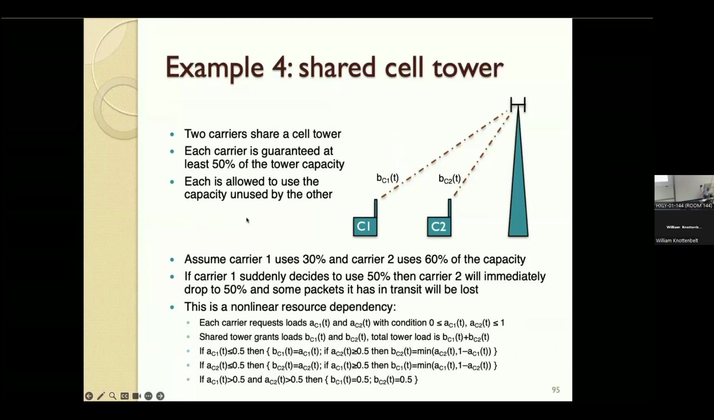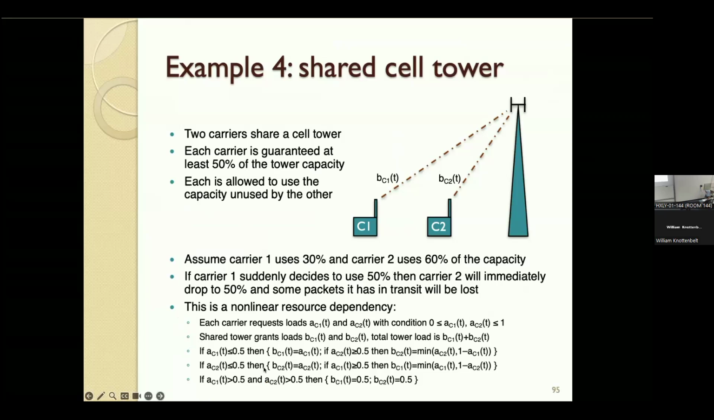So, for example, if carrier 1 is using 30% of the capacity and carrier 2 is using 60%, that's allowed, the total is 90%. Now, if carrier 1 suddenly decides to take its 50% share, which it has the right to do, carrier 2 will immediately drop to 50%. There may also be some packets lost in transit. So formalizing this kind of constraint is more complicated, and it's a very discrete kind of constraint that requires a more sophisticated solver.